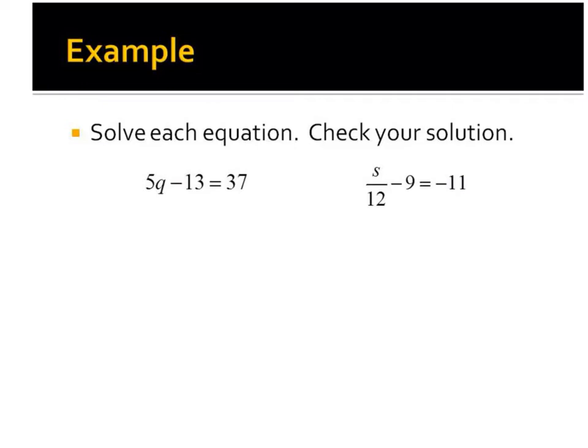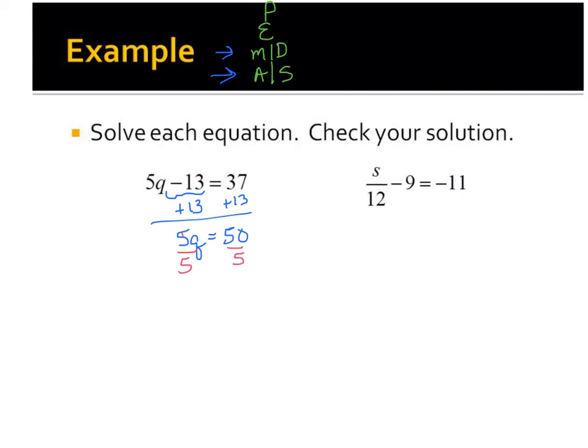5q minus 13 equals 37. So again, if I write my order of operations, I want to start with undoing addition and subtraction. If I undo this minus 13, I'm going to add 13 because it's negative. I'm going to get 5q equals 50. And then I'm going to undo the multiplication by dividing by 5 to get rid of that times 5. 5 divided by 5 is 1. q equals 10.